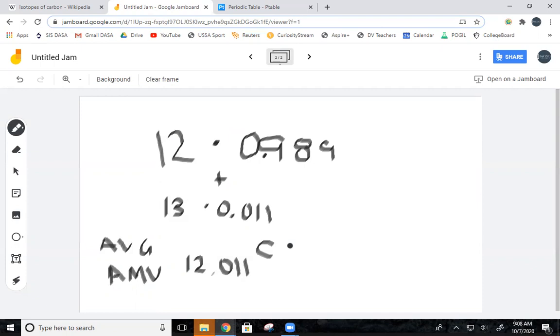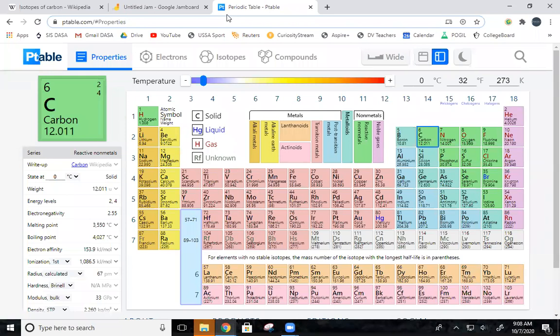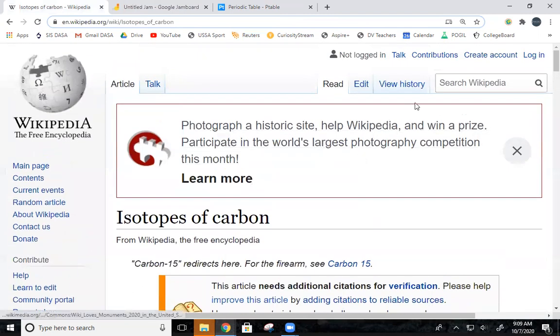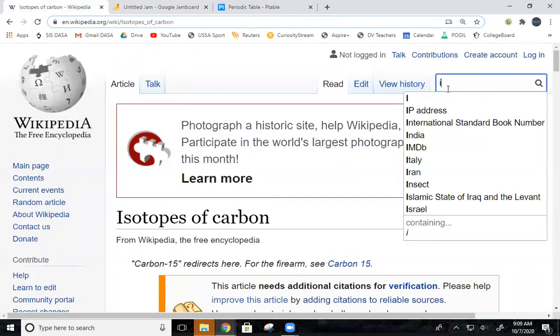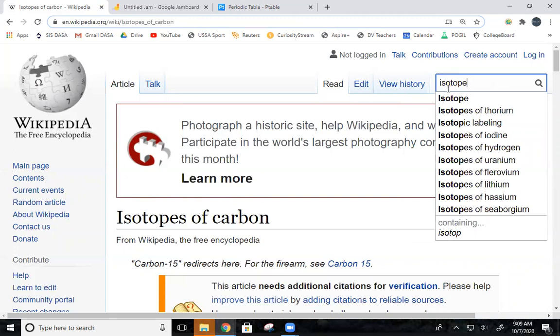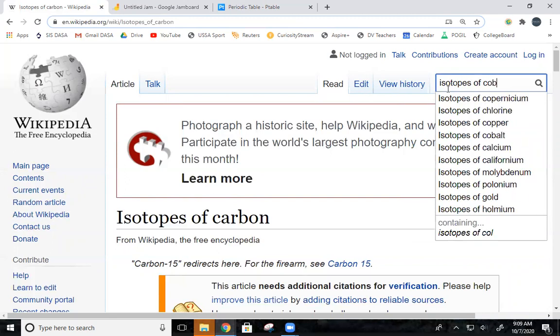All right, so here's what I want you to do. I want you to find an element on the periodic table, and I want you to find its isotopes. So for instance, you could choose cobalt. All you've got to do is put in isotopes of cobalt.